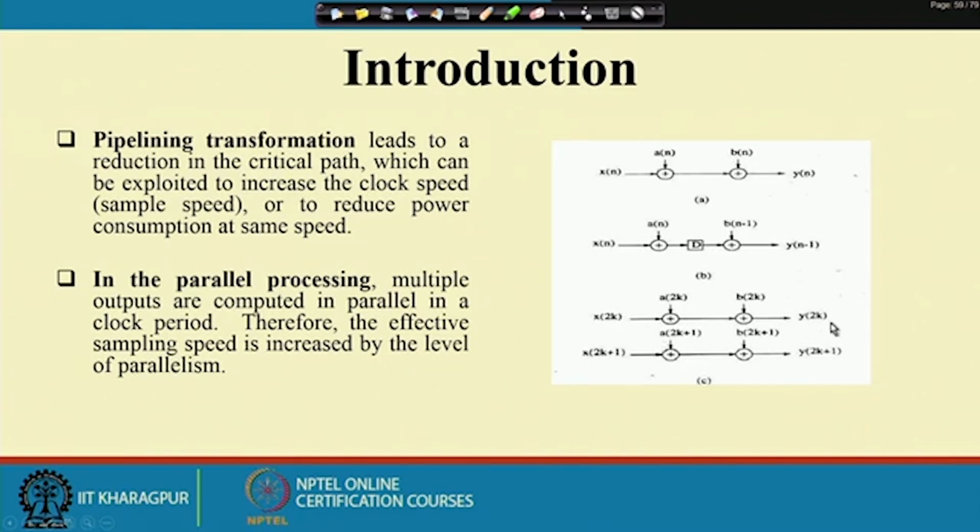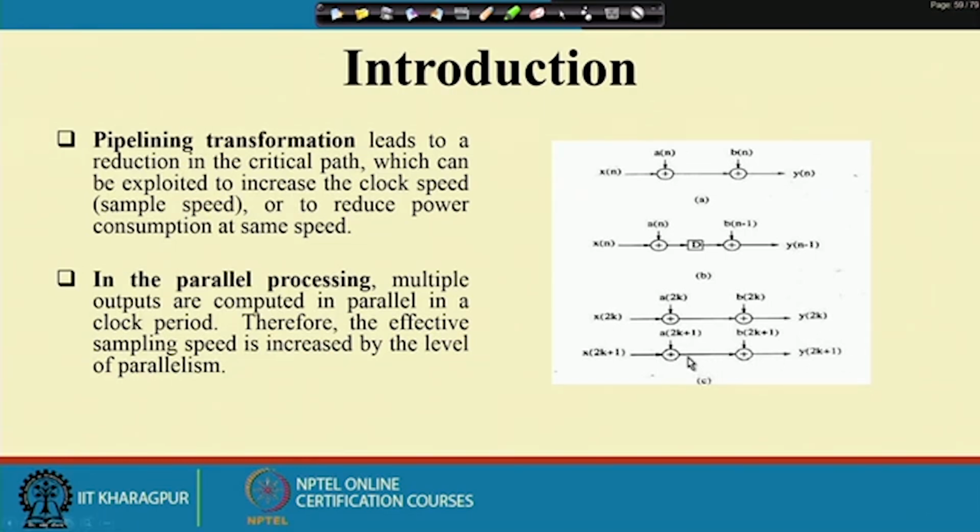So, if I say that this is one processing element, and I impose 2 of them, that means the number of samples I can produce is 2 at a time. For this particular processing element I can put x 2k, and here I can put x 2k plus 1. That means I can produce y 2k and y 2k plus 1 at the same time.